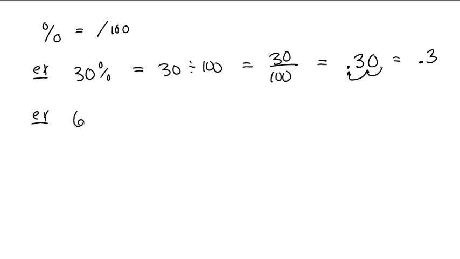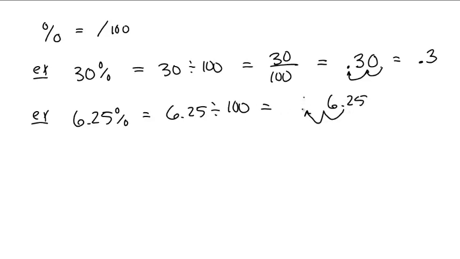Gets a little bit more tricky when you have like 6.25%, but that just means 6.25 divided by 100. That is 6.25. You move the decimal place over twice, and we get 0.0625.